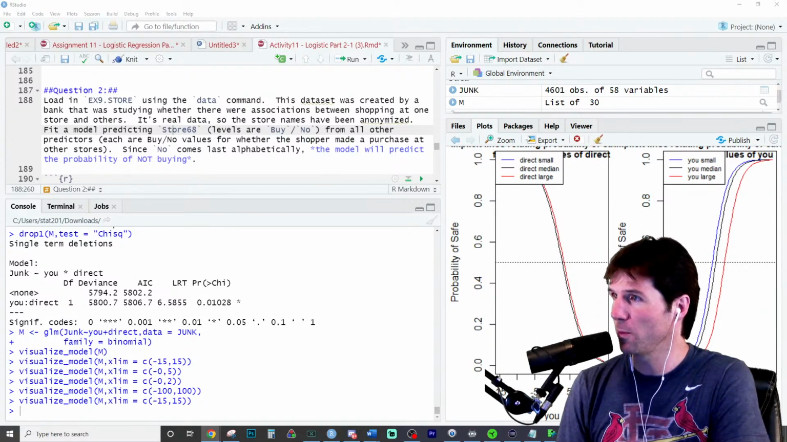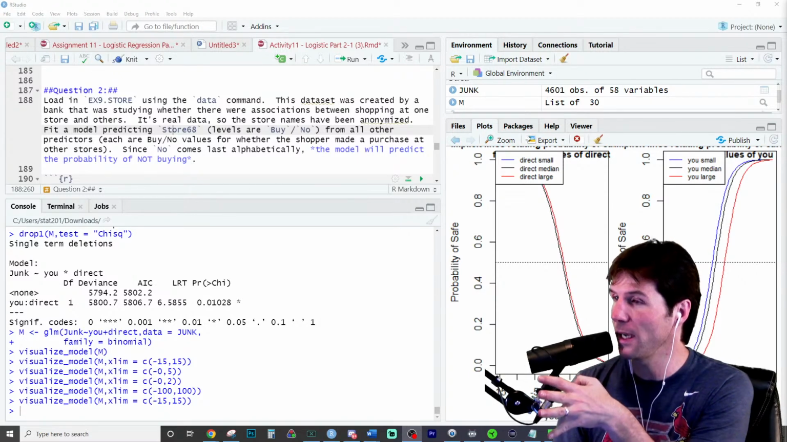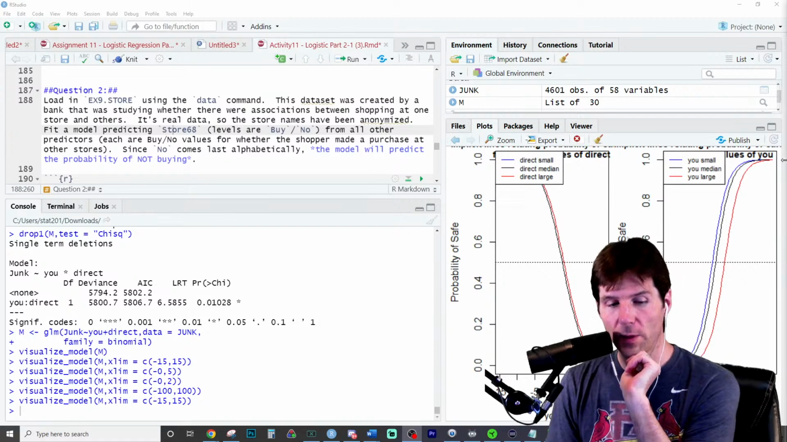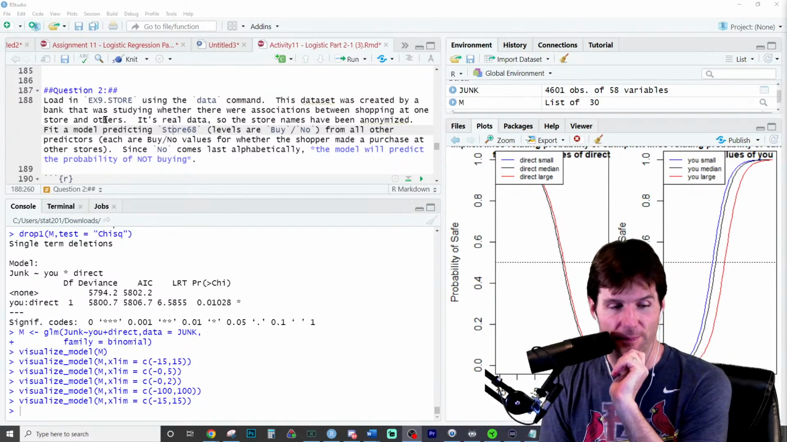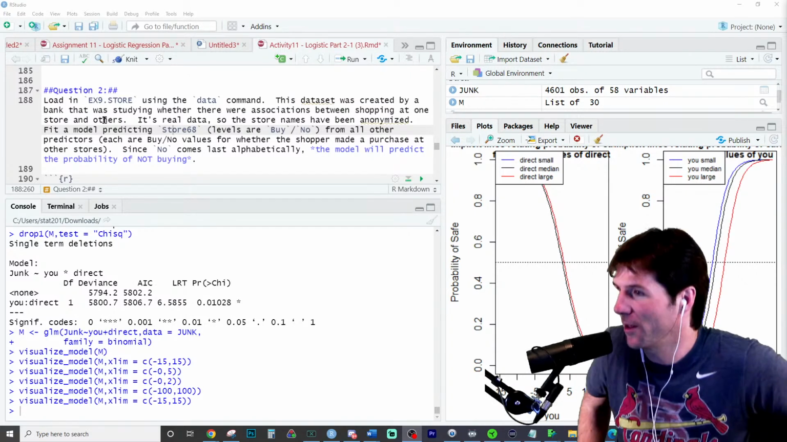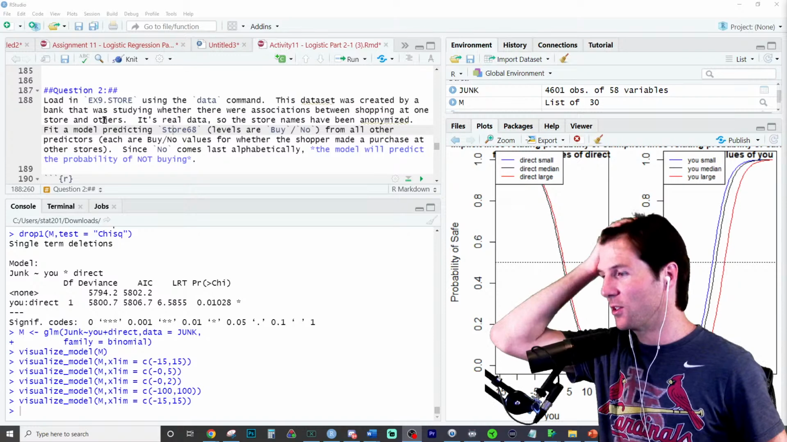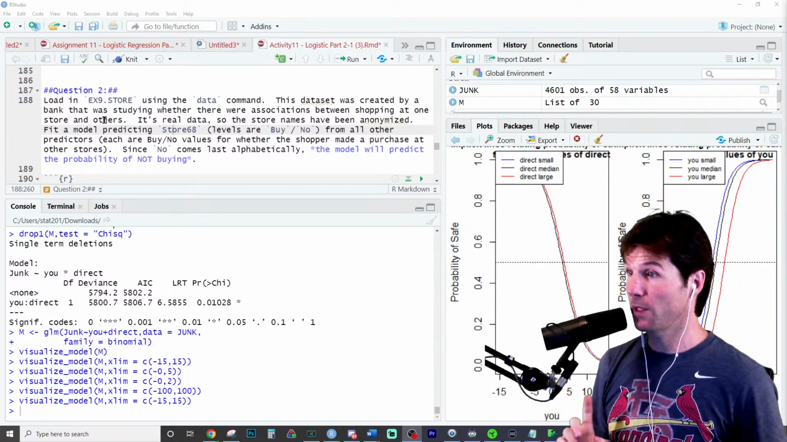So what will we be predicting here? Will we be predicting somebody buys or no? Which one of these will we be predicting? It says down there. We will be predicting no.